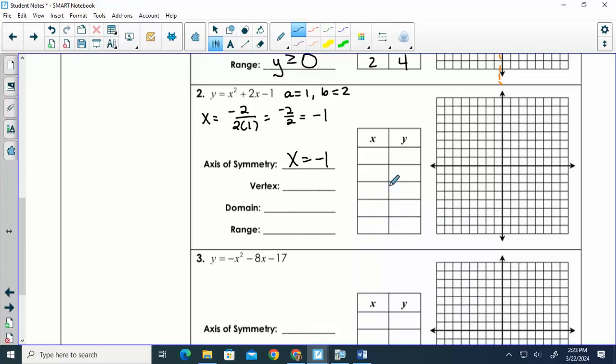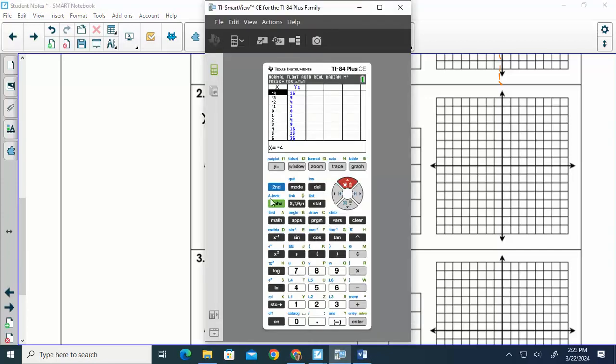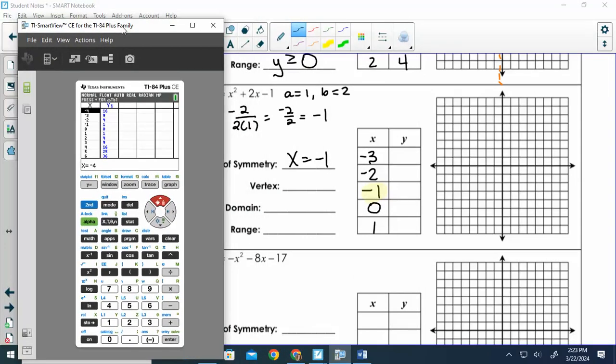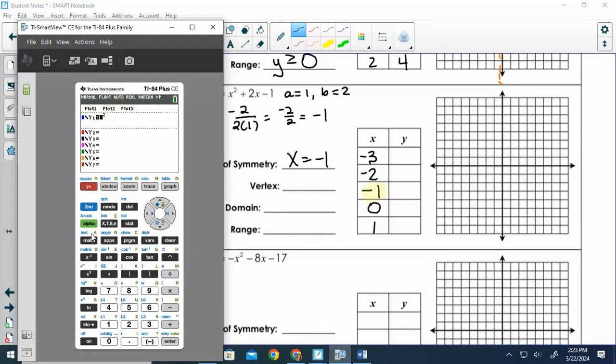Now technically, could I use the calculator for the rest? Yep. Put your -1 in the middle of your table so that you can make sure you're picking points on both sides. Okay, so if I wanted points smaller, I might go -2, -3. If I want points bigger, 0 and 1. So we need to go back into our y equals, clear what's there, and type in our function. X squared plus 2x minus 1.